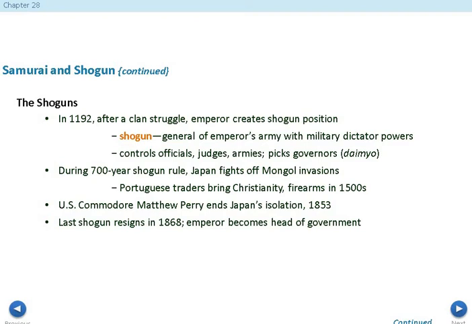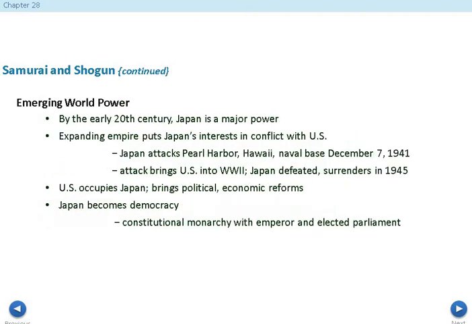But in 1853, a guy by the name of Matthew Perry, a United States Commodore, is going to end Japan's isolation. What he does is come in and essentially force them to trade with the Western groups. Now, the last shogun is going to resign in 1864, and the emperor does become the head of the state and kind of rules. Now, by the 20th century, Japan has become a major power.